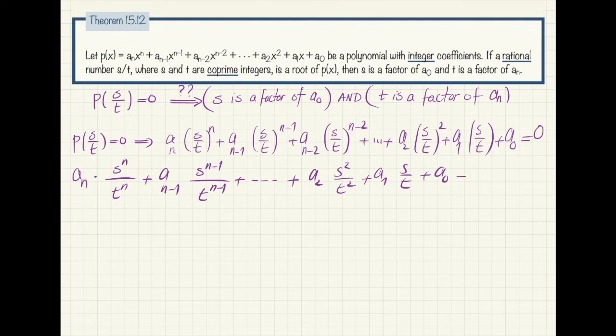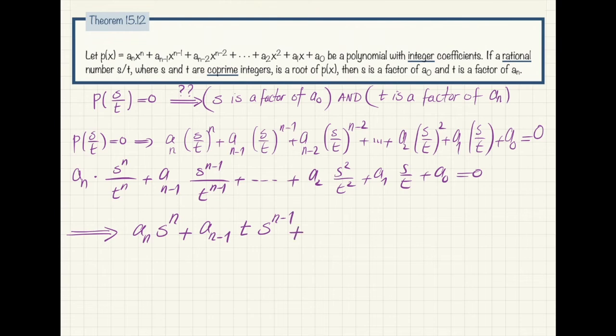Okay. Now I want to get rid of all fractions. So what I do, I multiply everything by t to the n. If I multiply this by t to the n, then this is gone. I will get a_n s^n. But if I multiply this by t^n, t^(n-1) and t^n will be simplified, then I will get a t. So t will be multiplied by this. And then I will continue, okay? So if I do that, it becomes a_n s^n. The next term becomes a_(n-1) t s^(n-1).